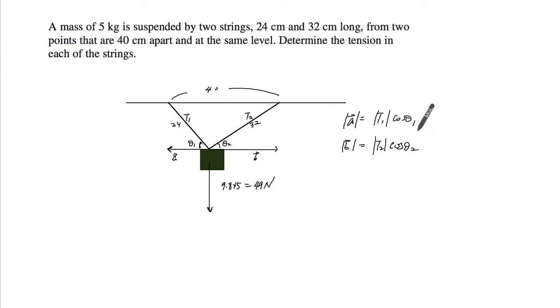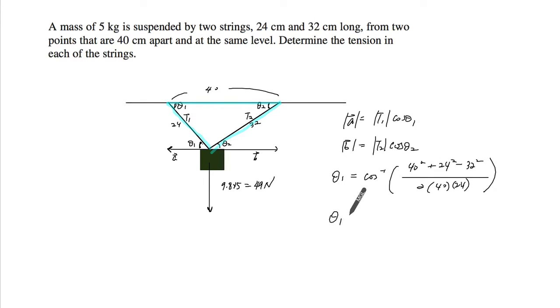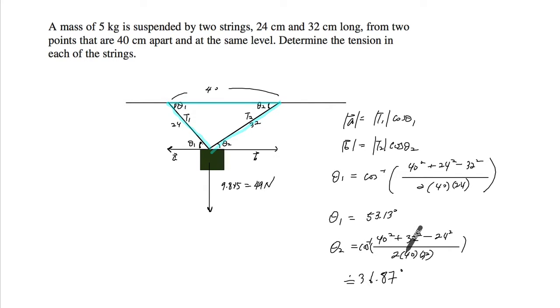So we need to find what theta 1 and theta 2 are, and we can do that because this is also theta 1 and this here is theta 2, and in this triangle all three sides are given. So you can use the cosine law to find any angle inside. Theta 1 by the cosine law is cosine inverse of the two adjacent sides squared minus the opposite side squared, over 2 times 40 and 24. Those are the two adjacent sides. Let me punch that in the calculator: 53.13. For theta 2, similarly the two adjacent sides this time are 40 and 32, and the opposite is 24, again the inverse of cosine. That's what I get for theta 2.